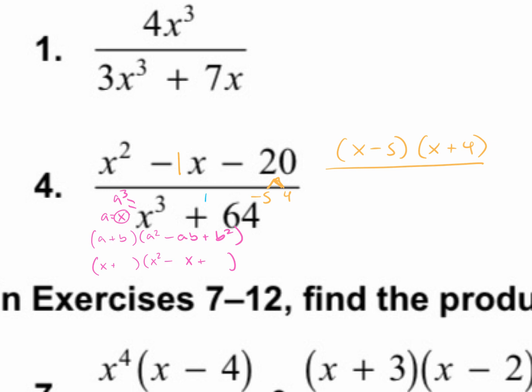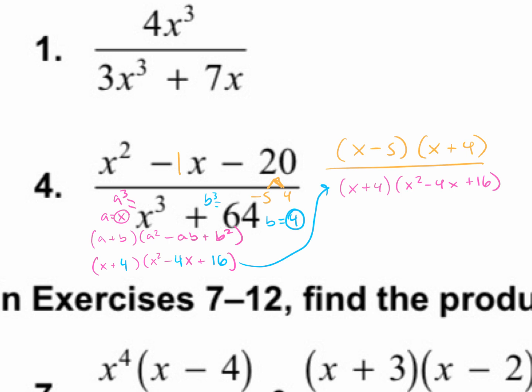Let's do the same thing. If b to the third power is 64, what is just b? 4. So I'm going to plug in 4 into all of the b's. 4, and what's 4 squared? 16. So this factors into x plus 4 times x squared minus 4x plus 16. Now, as much as we want to factor this more, using our difference of cubes formula, this doesn't factor anymore. This is as factored as we can go.